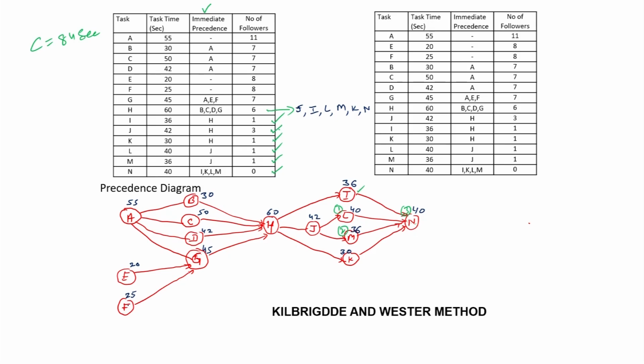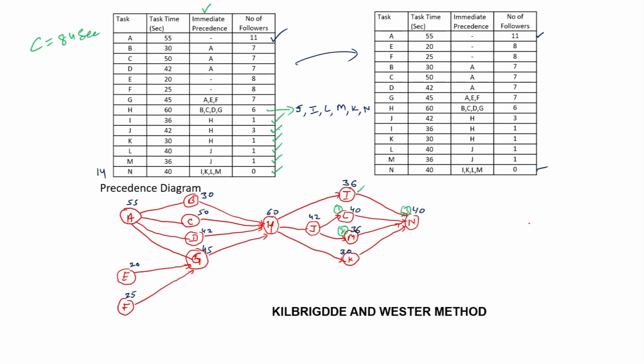Like this I can count for A, how many tasks are following A? Except these 2 tasks, all others are following A. Total tasks are 14, out of that eliminate A itself and 2 more. So, 11 tasks are following A. Like this we can calculate the number of followers for each task and then arrange this table in descending order of followers. The task with the highest number of followers is kept at the top and the element with no follower is kept at the bottom.